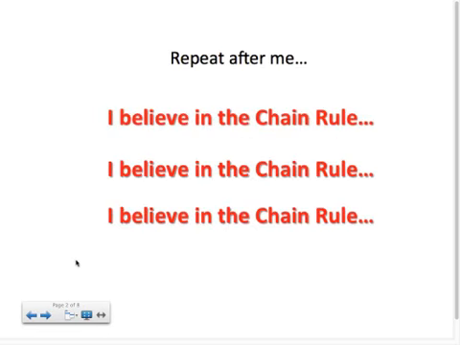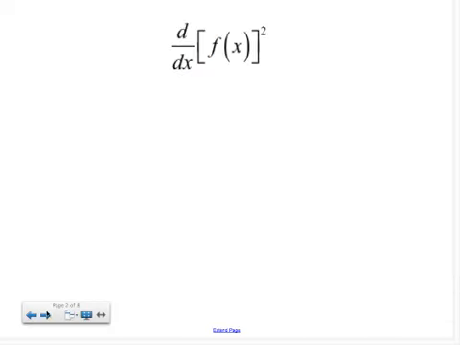Now, today it's very important that we remember, understand, and believe in the chain rule that we learned last class. The chain rule is vital for today. We have to believe that it does what it says it does, even though we may not be able to confirm that by hand. So believe in the chain rule as we go throughout today's exercises.